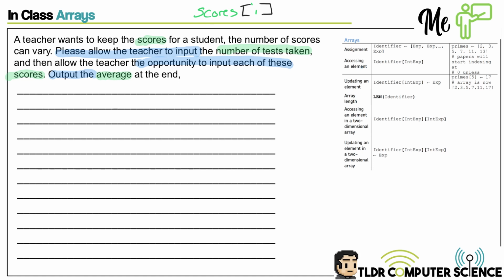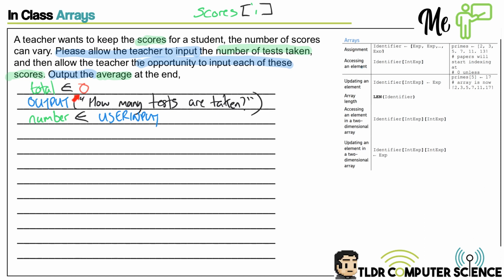Number of tests taken minus 1, and then allow them to input it like this, scores[i], as it goes along. If you want to calculate an average, we'll also need another variable to keep track of it. Total, initialize at 0. In the for loop, you're going to keep adding to it. At the end of the for loop, output the average by calculating the total divided by the number of tests taken. So that kicks us off.